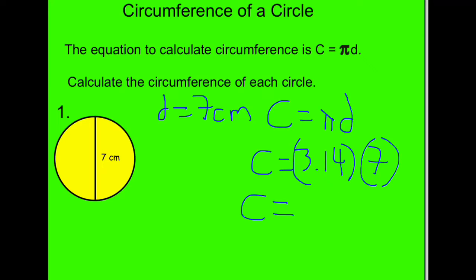When we work that out, 3.14 times 7 is 32.78. And this is in centimeters, because it's a distance around an object. It's like a perimeter. So that's how we calculate circumference. Let's do a few more questions.